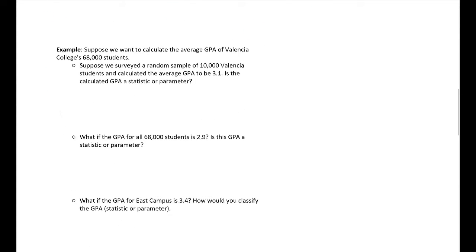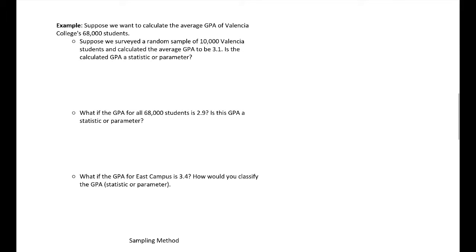Here we go. For example, got a few examples here. So suppose we want to calculate the average GPA of Valencia College's 68,000 students. Suppose, the first example, we surveyed a random sample of 10,000 Valencia students and calculated the average GPA to be 3.1. This GPA, is it a statistic, or I'll say stat for short, or a parameter?